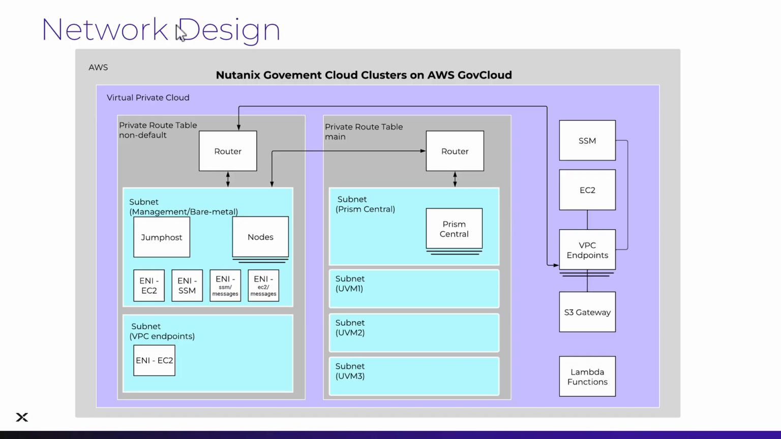You'll see additional UVM subnets, user subnets, in the diagram. Those can be created by yourself by simply creating new networks in the same availability zone as your cluster and then adding them afterwards using Prism Element or Prism Central. Now let's start deploying our cluster.